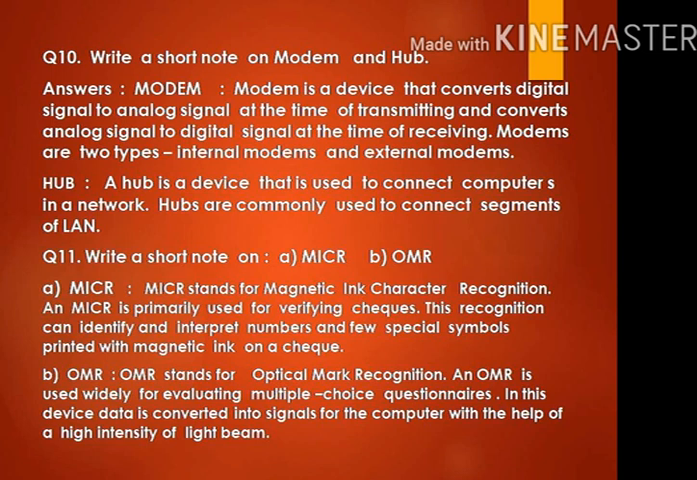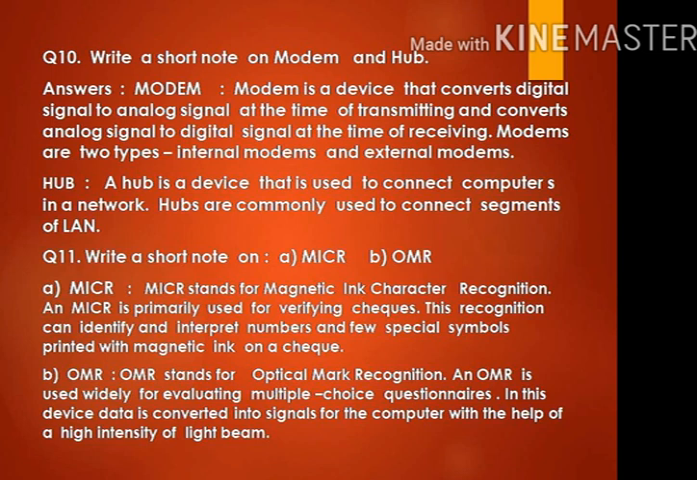Question number 11. Write a short note on A, MICR, and B, OMR. Number A, MICR. MICR stands for Magnetic Ink Character Recognition, and MICR is primarily used for verifying checks. This recognition can identify and interpret numbers and a few special symbols printed with magnetic ink on a check.